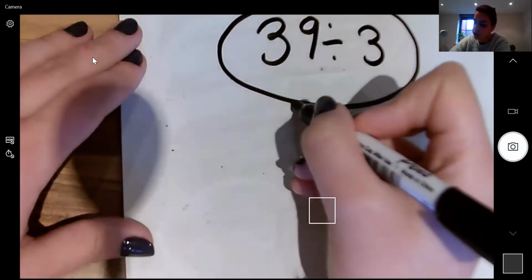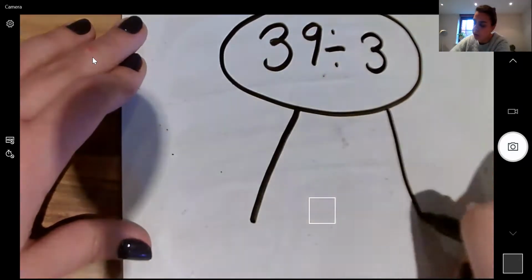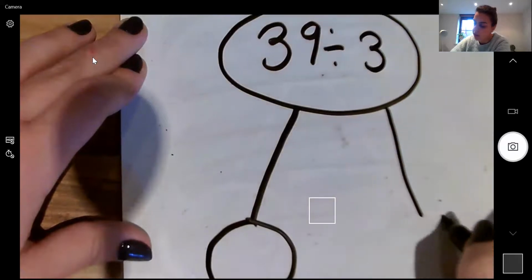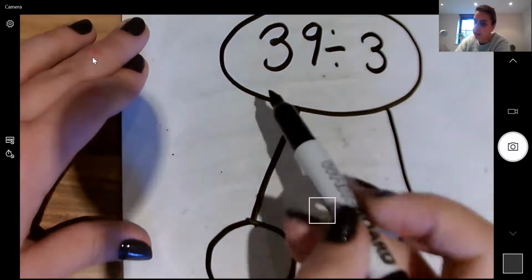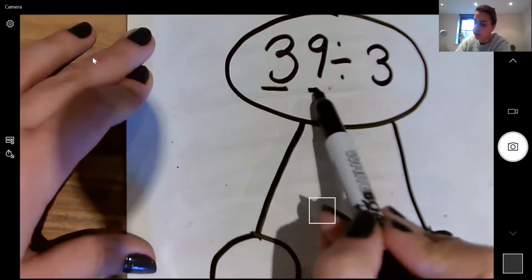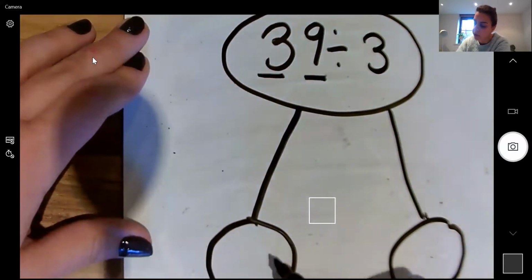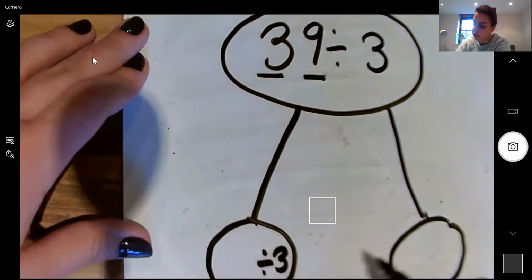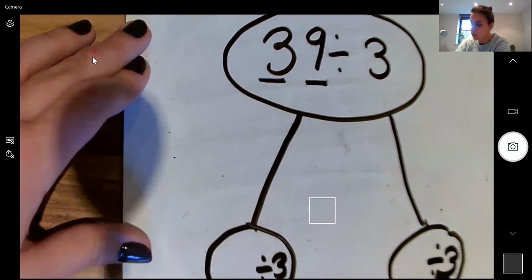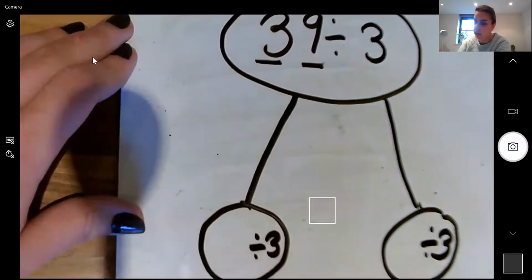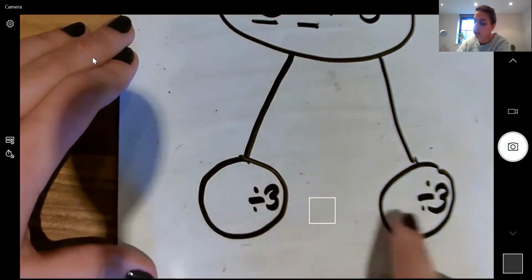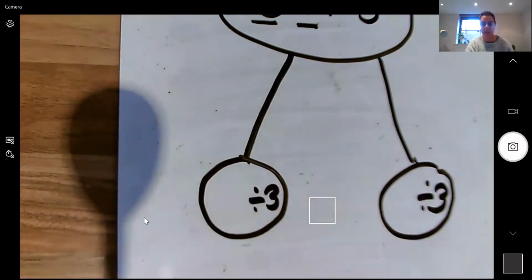Now I'm going to ask you to do this. In your part-whole model underneath that, I'd like you to write down what it's going to be if we're partitioning this number. Remember, both are going to be divided by 3 because that's what our question is. But we're going to be splitting it. So I'd like you to pause the video now and write down what you think goes in those circles, please.